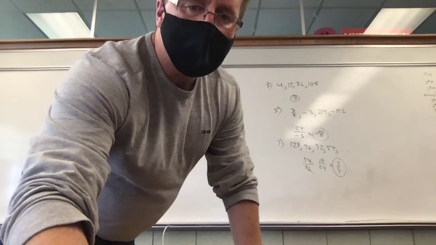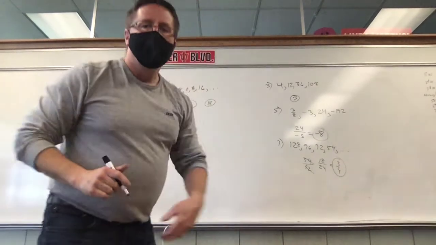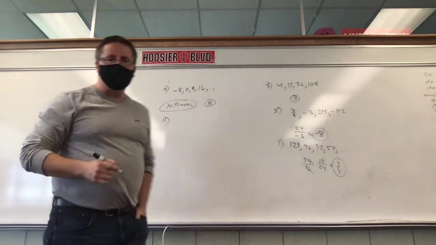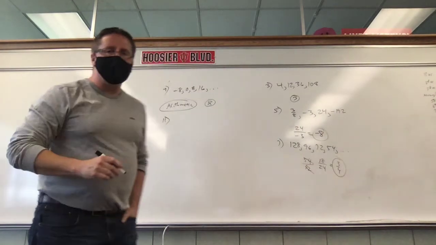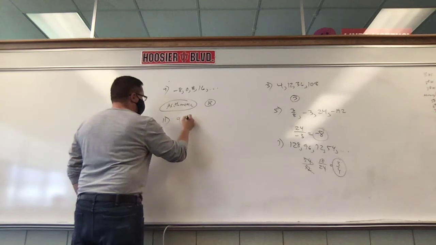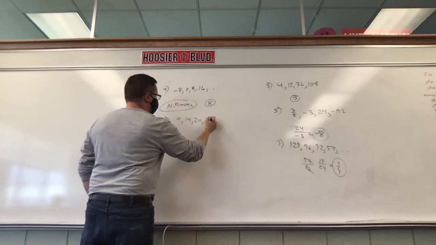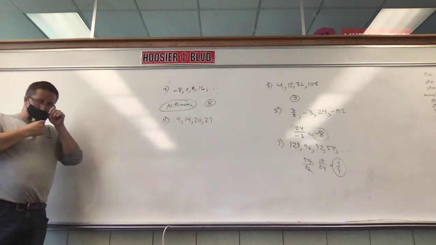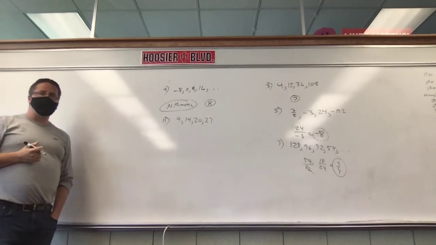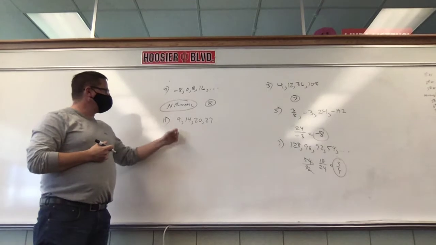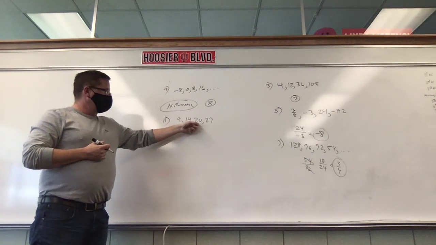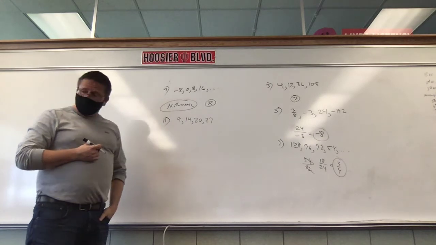Okay? Let's look at number 11. Same question, different numbers, though, okay? 9, 14, 20, 27. Is it arithmetic? Is it going up by the same thing every time? How do you go from 9 to 14? It's going up 5, and then 7, so it could be arithmetic. It couldn't.